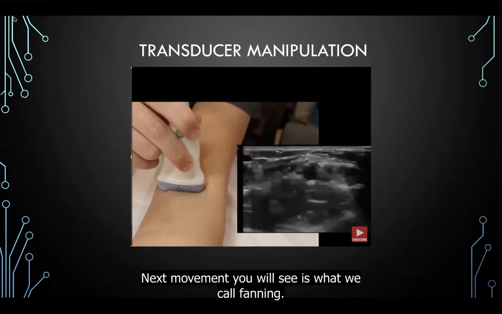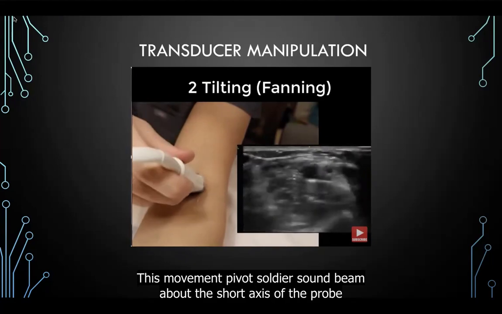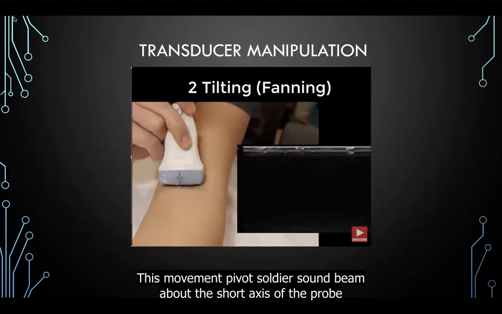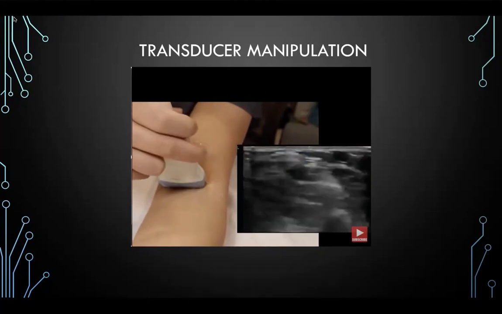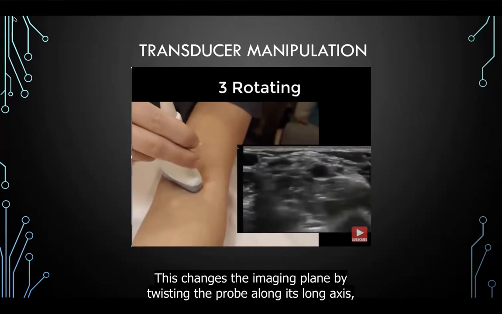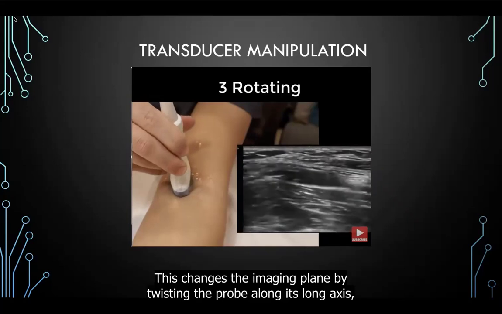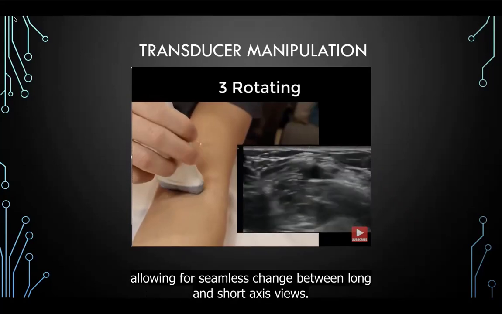The next movement you will see is what we call fanning. This movement pivots the ultrasound beam about the short axis of the probe, allowing you to sweep through anatomy without moving laterally. The next movement is called rotation, or rotating. This changes the imaging plane by twisting the probe along its long axis, allowing for seamless change between long and short axis views.